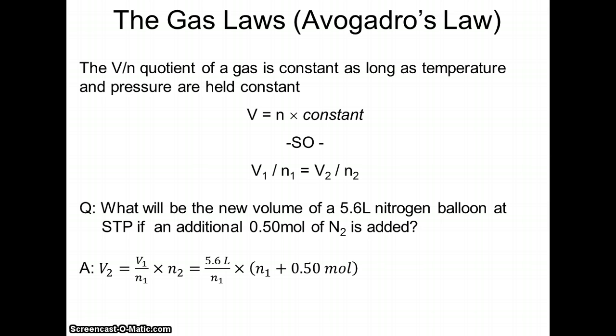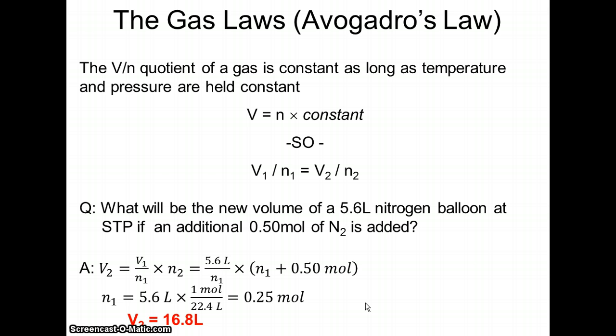And so we need to do a little mole conversion based on what we know about conditions at STP. At STP, every gas occupies 22.4 liters per mole. Since I was originally at STP and had 5.6 liters of nitrogen, I can track that to how many moles of nitrogen gas that is. So my 5.6 liters divided by 22.4 liters per mole tells me that I have a quarter of a mole to begin with, and I want to add an additional 0.5 moles to that.